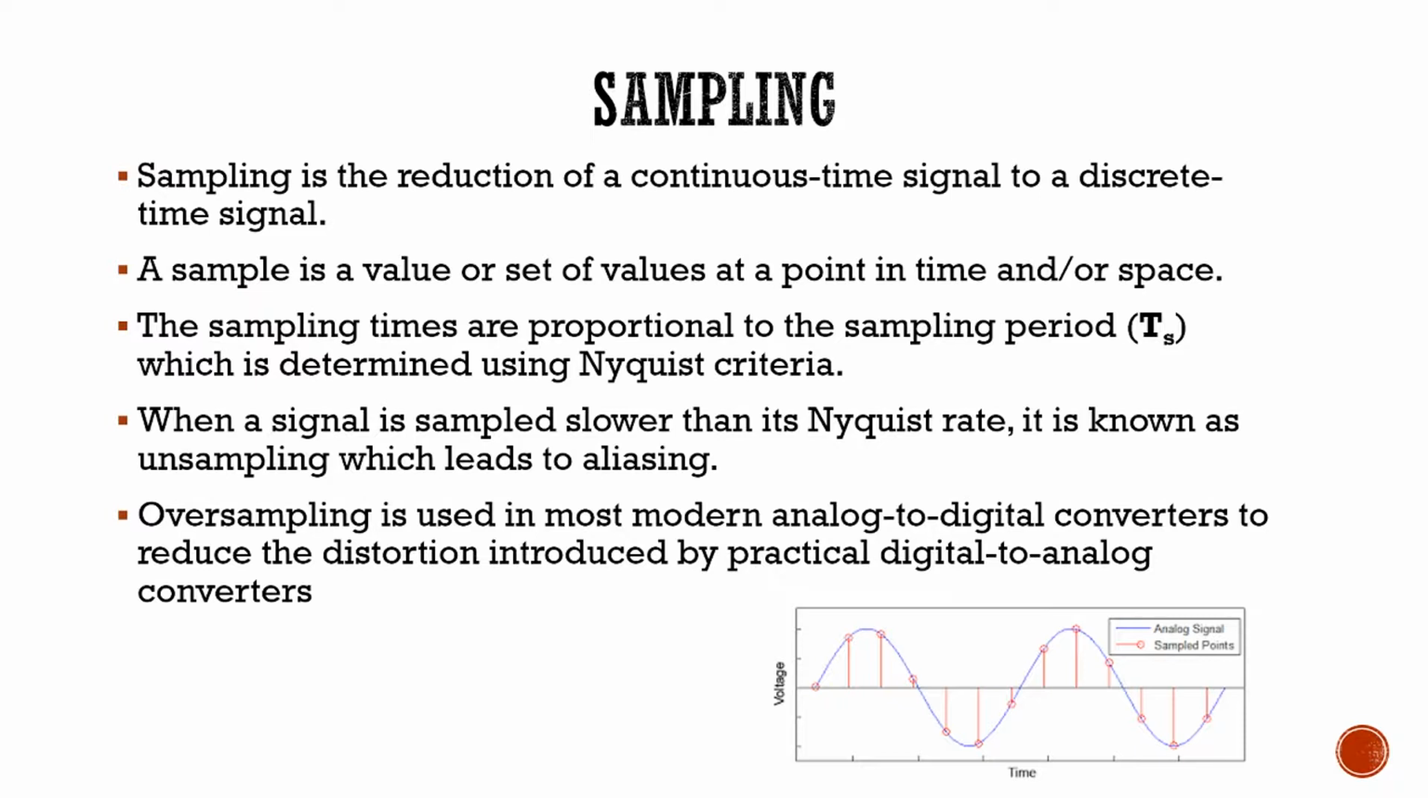Now, if you are sampling at a frequency which is less than the Nyquist criteria, what you get is undersampling, which leads to the aliasing effect. When you're sampling far above the Nyquist criteria, what you're doing is oversampling, which is intentionally used in modern analog to digital converters to help reduce the distortion which is introduced by practical digital to analog converters.